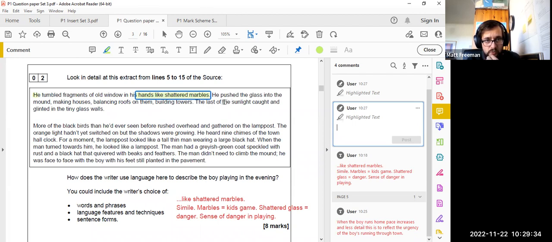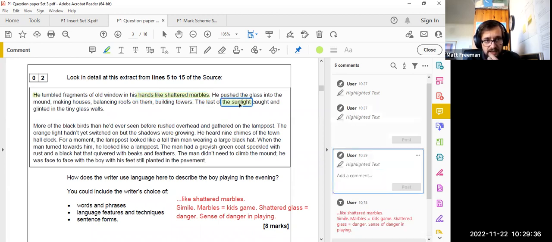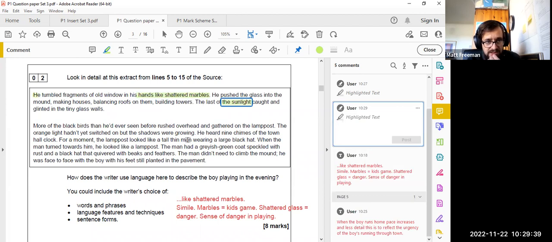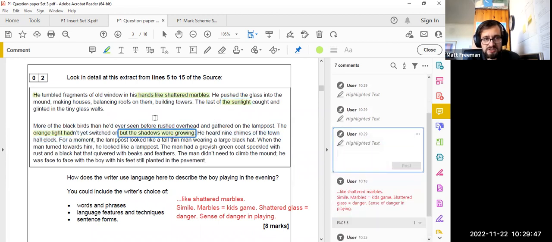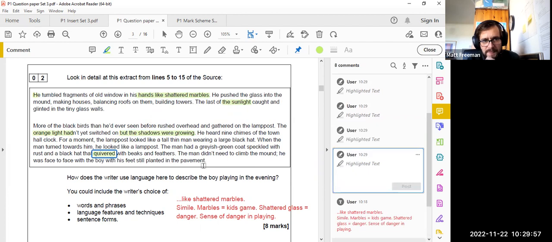I might talk here about the last of the sunlight and the use of light here as well, the orange light and the shadows. So I might talk about juxtaposition there between the light and the dark. And I might also mention the quivered verb there. Okay, so that'd be my three things to mention. Okay, so that's three paragraphs.